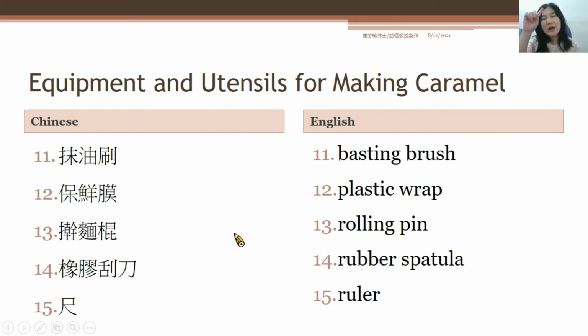And then the rolling pin. Rolling pin is very common when you have to make Chinese bun. Then you have to roll the dough, so you use the rolling pin to roll the dough. And the next term is rubber spatula. Sometimes we use rubber spatula to mix something, or to cook something. And then the last one is ruler.